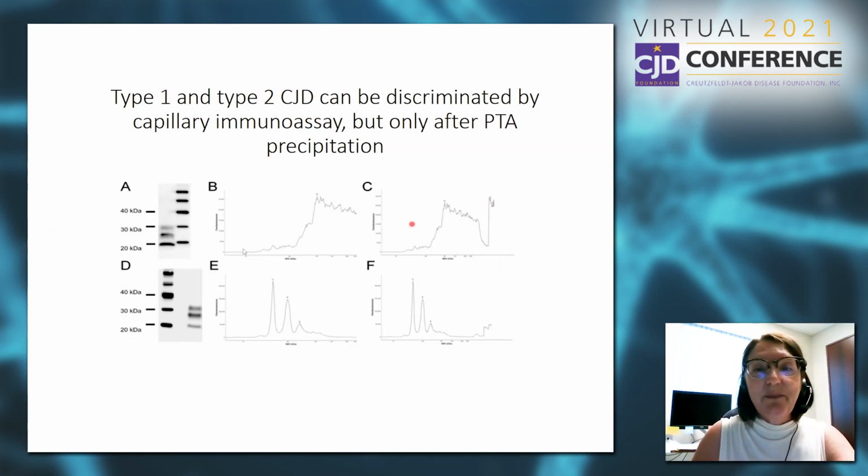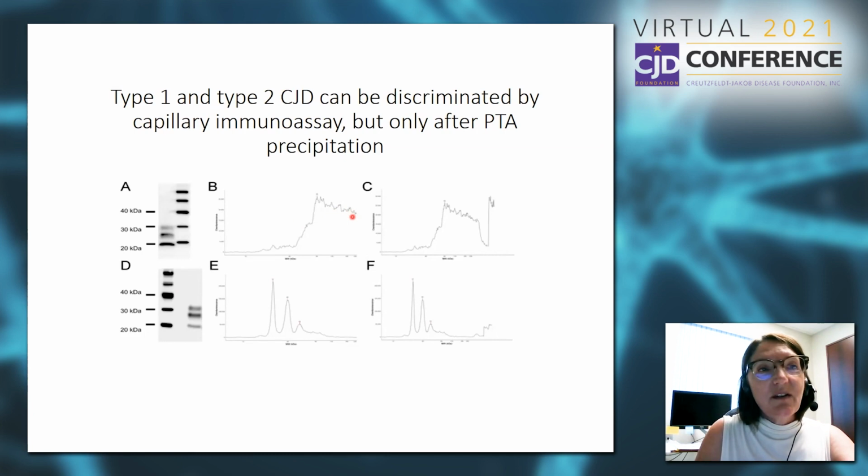This messy band wasn't really useful at all, and we did try many different methods to improve the results that we saw. We loaded different amounts of protein, we loaded different amounts of PK digestion, we used different buffers for loading, we used different amounts of starting material, and nothing made any difference to this. We always got this big messy peak.